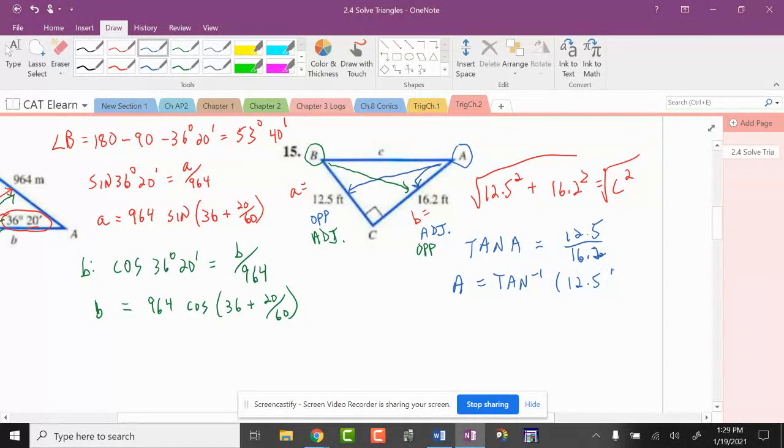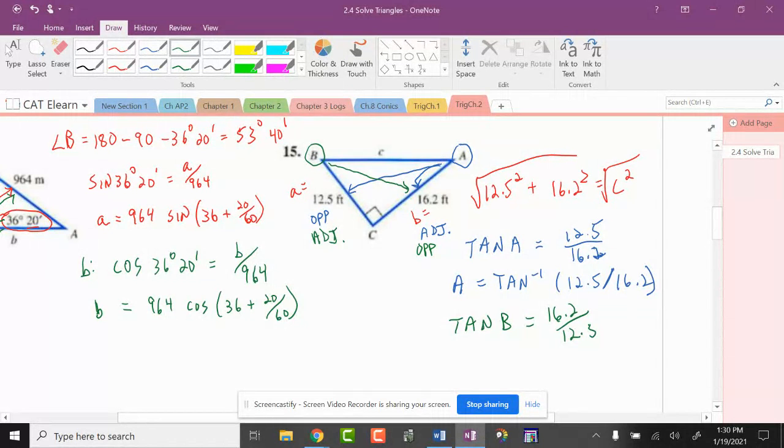Thank you. Love you, computer. Over 16.2. And then angle B, tan of B, because it switches who's opposite and who's adjacent: 16.2 over 12.5. Or, of course, you could find angle A and then take 90 minus that.